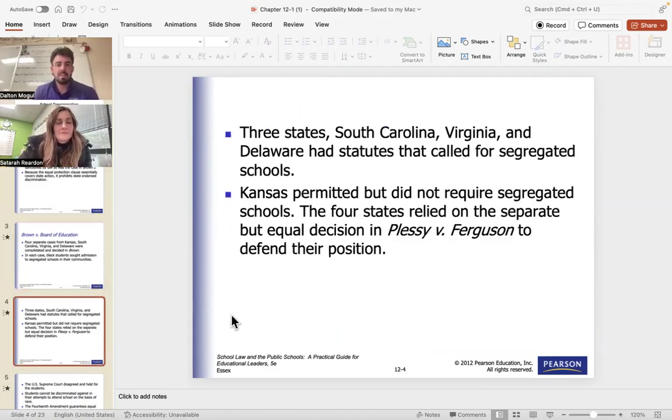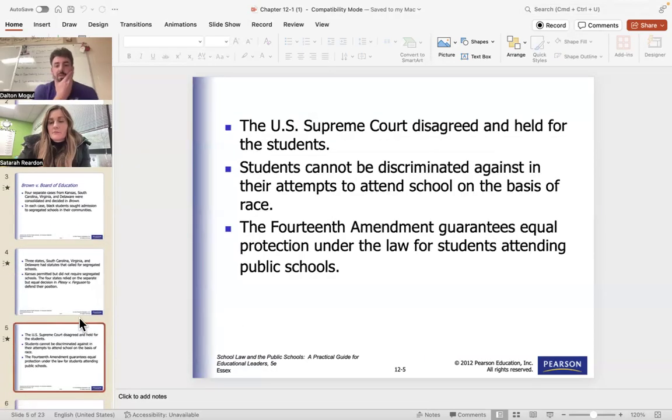In these cases, the three states of South Carolina, Virginia, and Delaware all had statutes that called for segregated schools. Kansas permitted but did not require segregated schools. So the four states relied on the separate but equal decision, as I just said. The U.S. Supreme Court disagreed and held for the students. They argued that students cannot be discriminated against in their attempts to attend school on the basis of race. So the 14th Amendment guarantees equal protection under the law for students attending public schools.